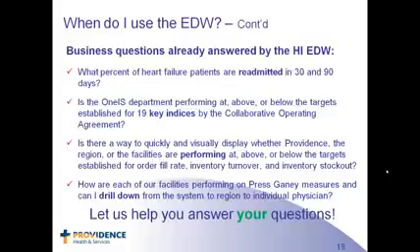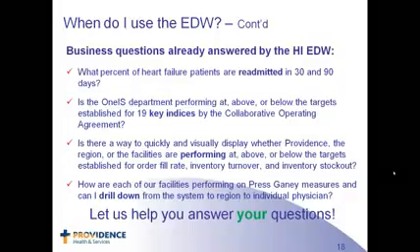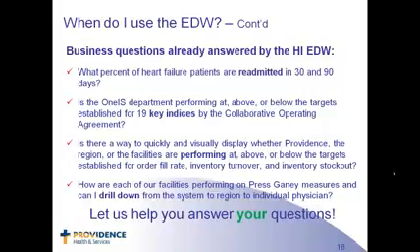Business questions already answered by the EDW are: what % of heart failure patients are readmitted in 30 and 90 days? Is the IS department performing at, above, or below the targets established for 19 key indices by the Collaborative Operating Agreement? Is there a way to quickly and visually display whether Providence, the region, or the facilities are performing at, above, or below the targets established for order fill rate, inventory turnover, and inventory stockout?